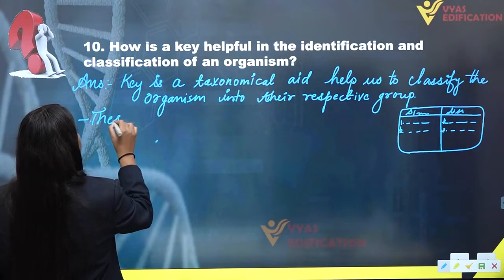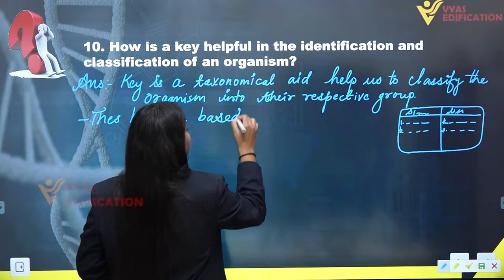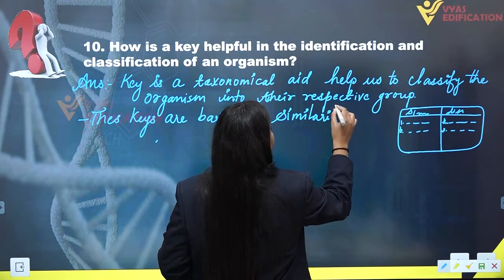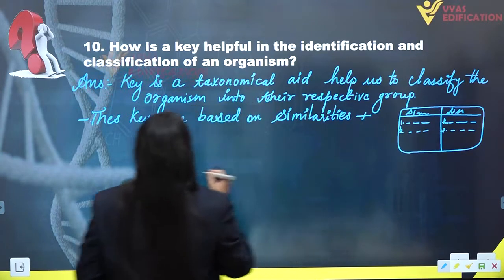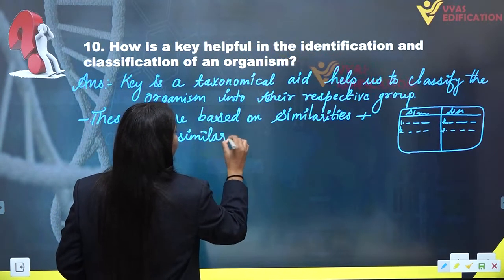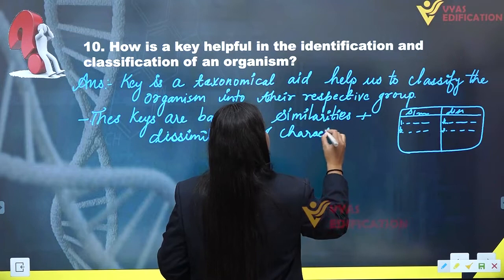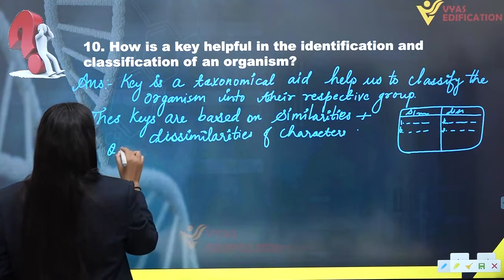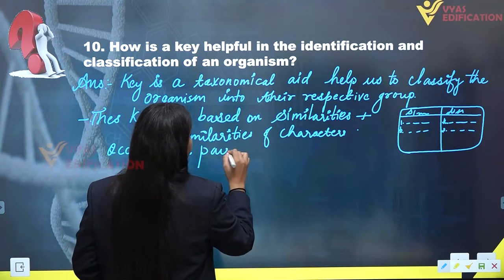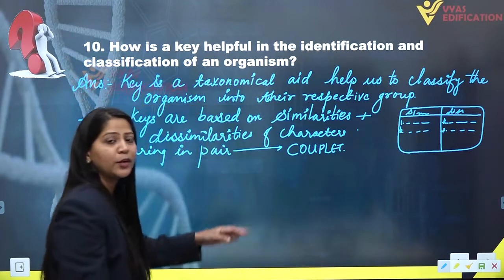these keys are based on similarities and dissimilarities of characters occurring in pair called a couplet. Alright, I hope you understood what a couplet is.